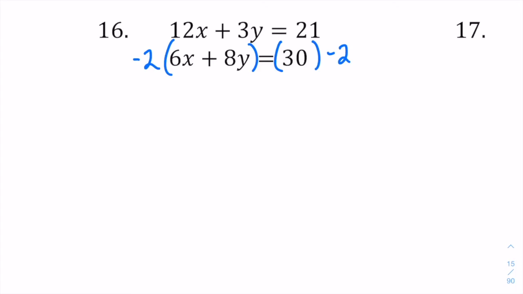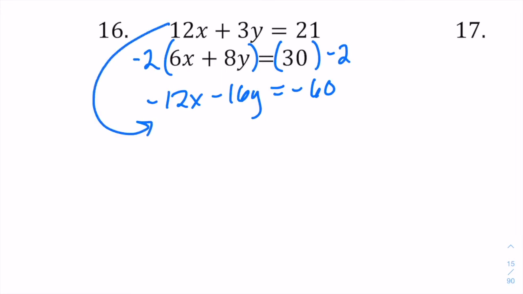Again, that is a personal choice. You could have multiplied by just positive 2 to get 12x, but if we multiply by negative 2, we get negative 12x, we get negative 16y, and we get negative 60. So that's our second equation. I'm going to rewrite the first equation down below it: 12x plus 3y equals 21.